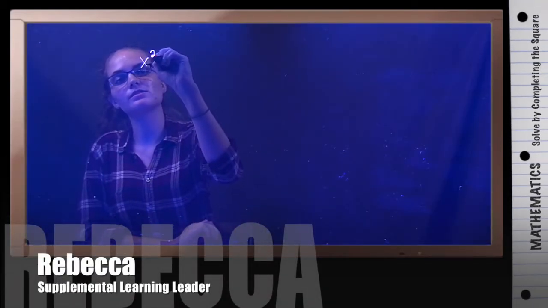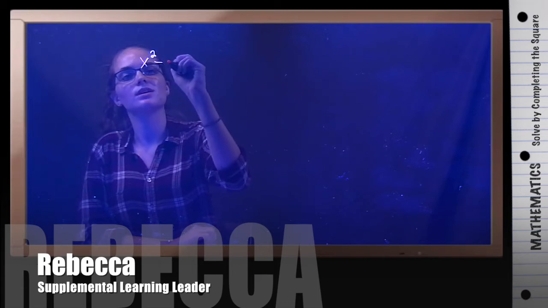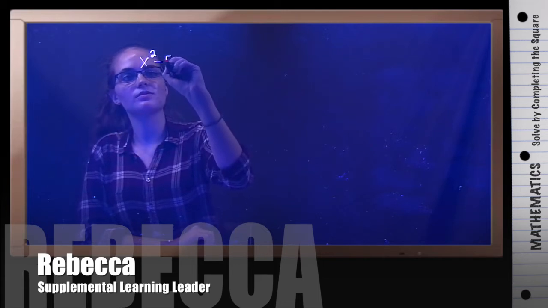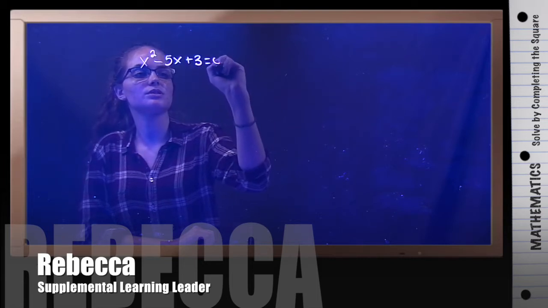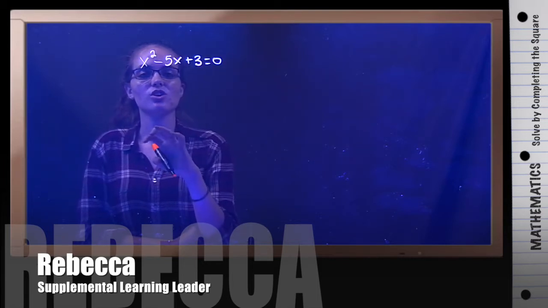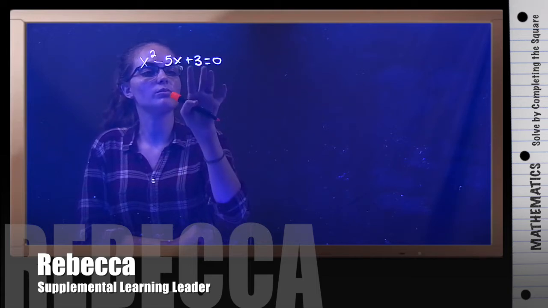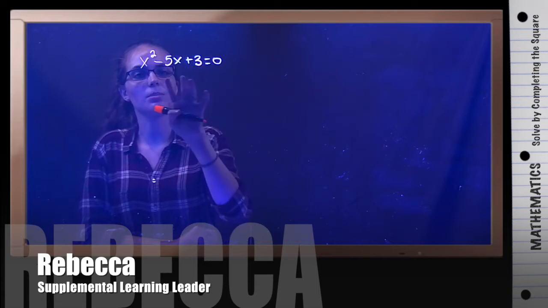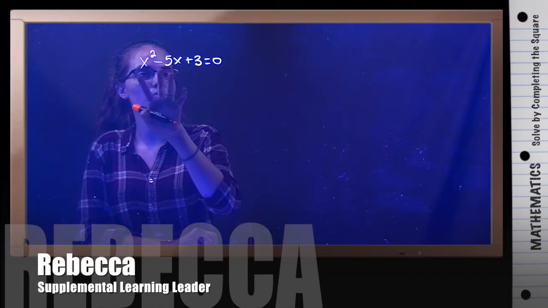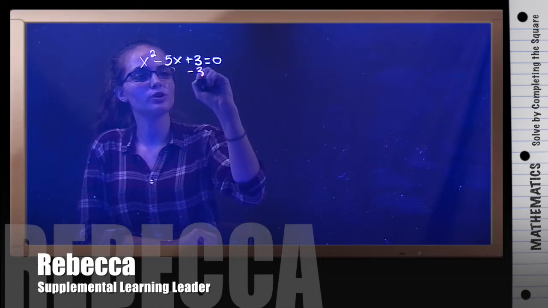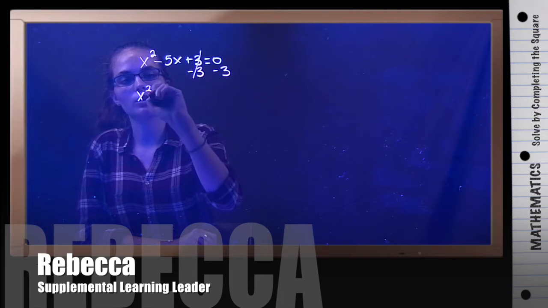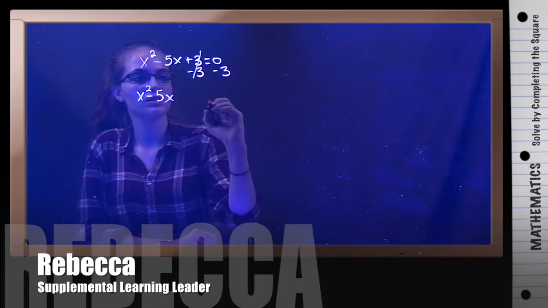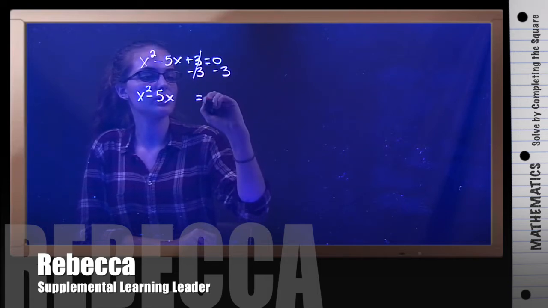For this example, I'm going to solve for x by completing the square. x squared minus 5x plus 3 equals 0. Now, to solve by completing the square, you always want to make sure that your constant is on the opposite side of your variables. So the first thing I'm going to do is subtract the 3 from both sides, so that our x squared minus 5x is by itself on one side, and on the other side we have negative 3.